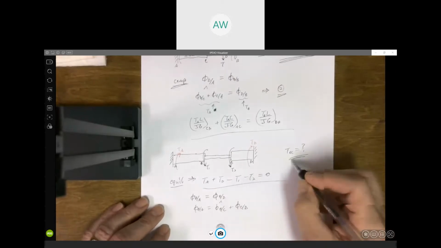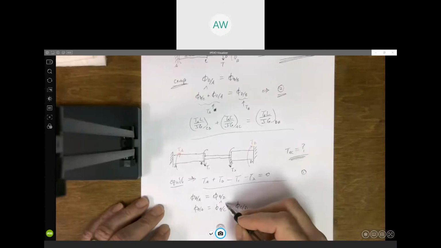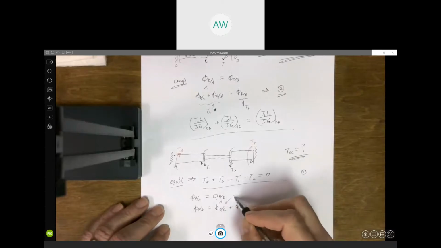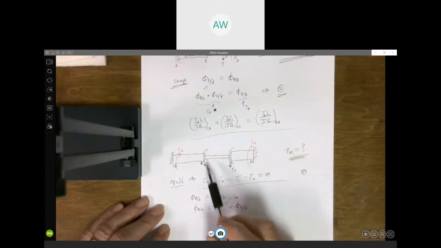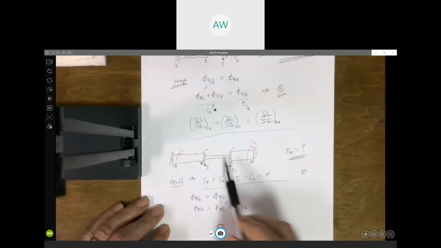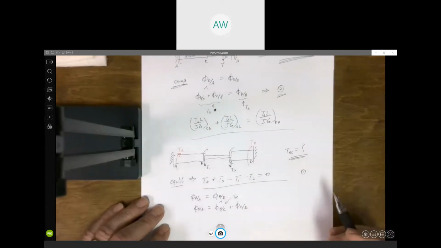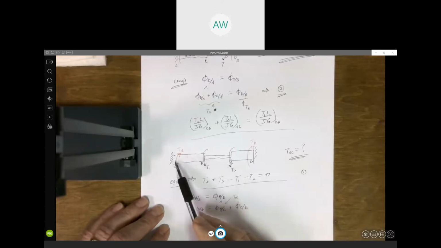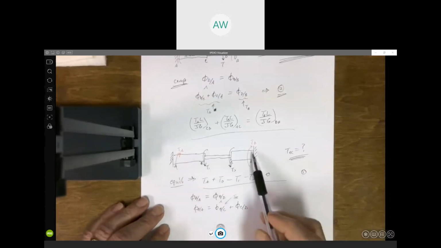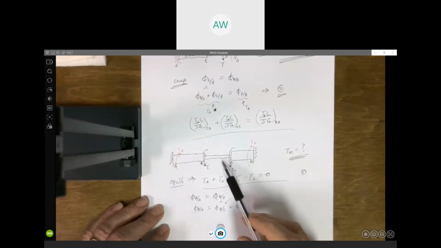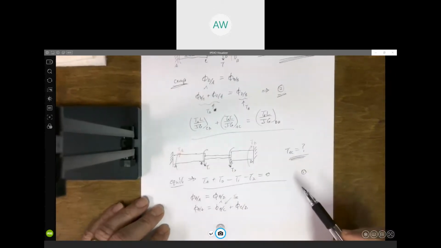Here's where this is going to show up, right? So when you do TL over JG, the torque here between B and C, I don't know what that is. And so that's our third unknown that we have. This is the torque that's in AB, this is the torque that's in CD. I don't know what the torque in BC is.